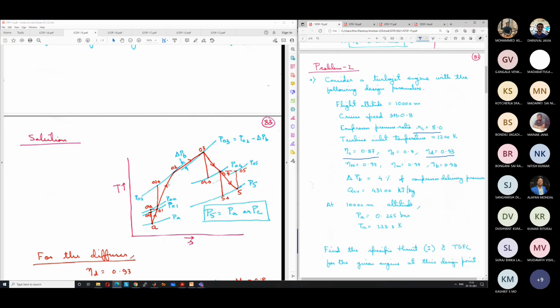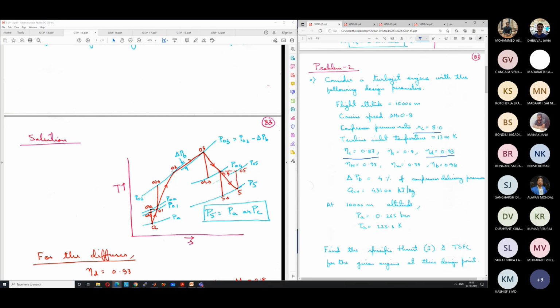So basically P02S is equal to P02. So P02S can be obtained from P01. And from P02S and P01, we will be able to obtain T02S using the isentropic relation. Okay. So once you obtain T02S, using the efficiency of the compressor, we will be able to find T02. We will do all these things. I'm just going through the process once.